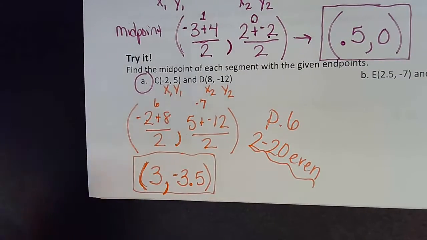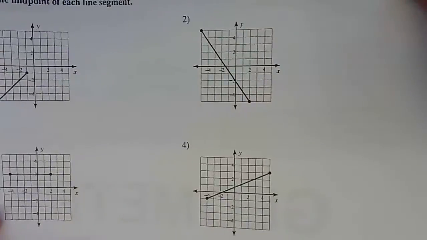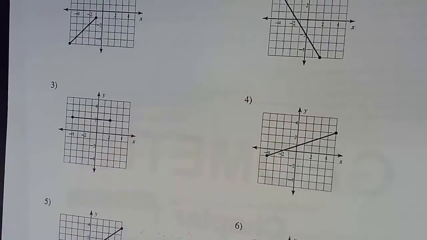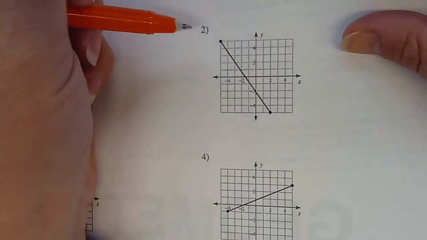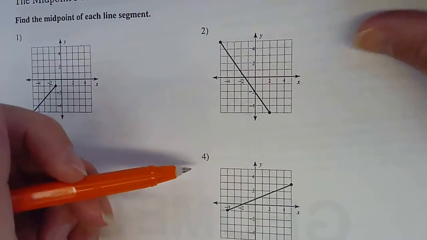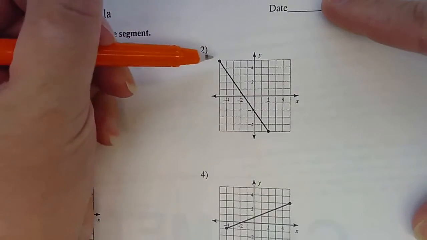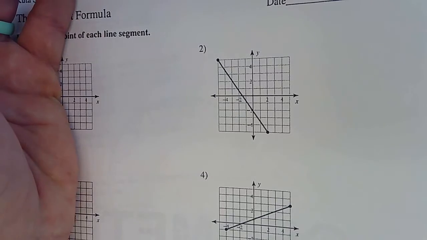What I would do for all of these first, if you take a look at this assignment packet, for 2, 4, 6, and 8, for all of these, you're just finding the midpoint. I don't need you to do all of them. Just do the evens. Somebody's going to end up doing all of them. Don't do that. What you have to do, though, for 2, 4, 6, and 8, you have to find the coordinates of those points.